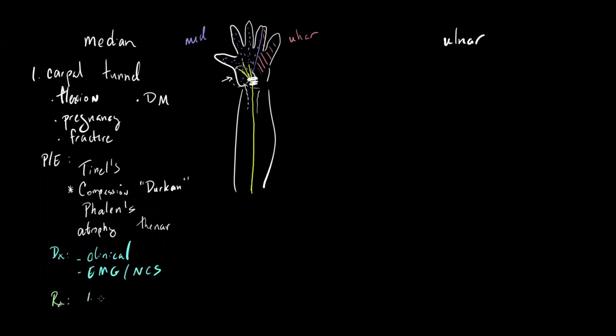Well, the first thing you try always is stop the wrist from flexing. You want to take advantage of this. You want to reverse the Phelan sign essentially. So you brace the wrist.